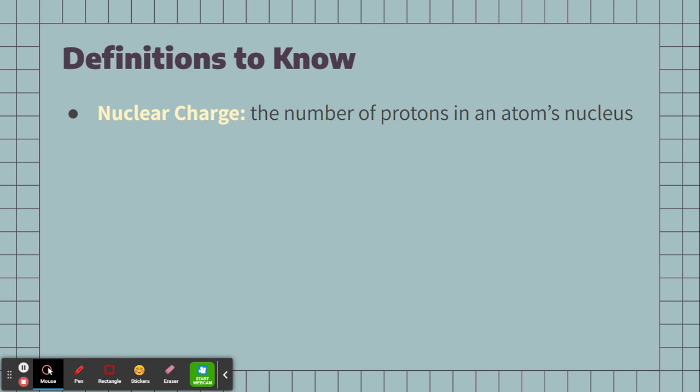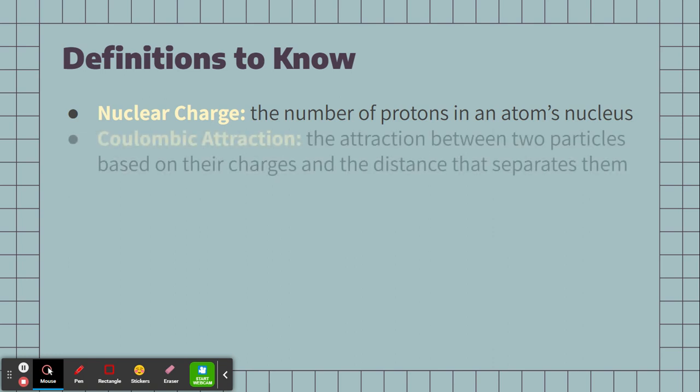Nuclear charge is the number of protons in an atom's nucleus. Coulombic attraction is the attraction between two particles based on their charges and the distance that separates them. If you have taken a physics course, you will learn that Coulombic force is proportional to the charge of the first particle multiplied by the charge of the second particle, divided by the distance that separates those particles squared. You will not have to know that formula on a quantitative level for this course. However, understanding that relationship will help you in identifying the periodic trends that we will discuss.